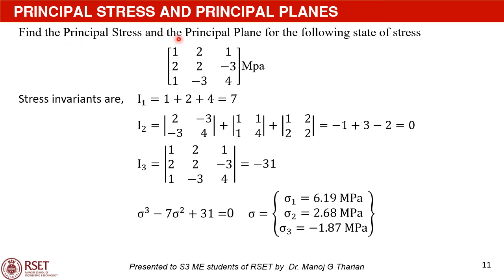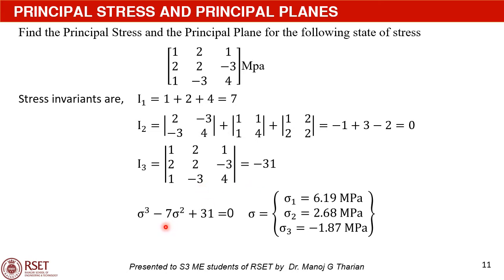Find the principal stress and the principal plane for the following state of stress. The state of stress is given by the matrix [1, 2, 1; 2, 2, -3; 1, -3, 4] megapascal. The stress invariants are obtained. I1 is equal to the sum of the diagonal elements, which is equal to 7. I2 is equal to the sum of the determinants of the submatrices, which we will get as 0. I3 is equal to the determinant of the given stress matrix, which we will get as -31.